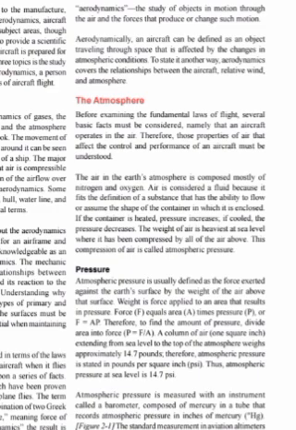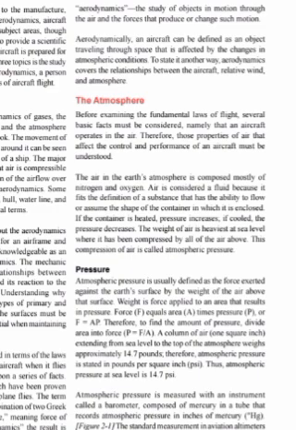The atmosphere. Before examining the fundamental laws of flight, several basic facts must be considered, namely that an aircraft operates in the air. Therefore, those properties of air that affect the control and performance of an aircraft must be understood. The air in the Earth's atmosphere is composed mostly of nitrogen and oxygen. Air is considered a fluid because it fits the definition of a substance that has the ability to flow or assume the shape of the container in which it is enclosed.